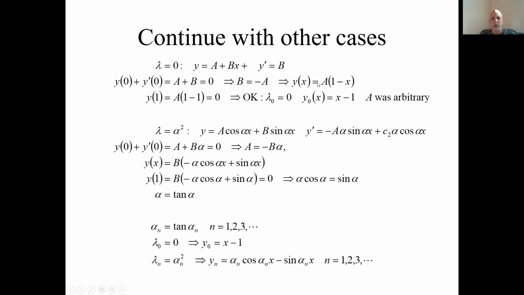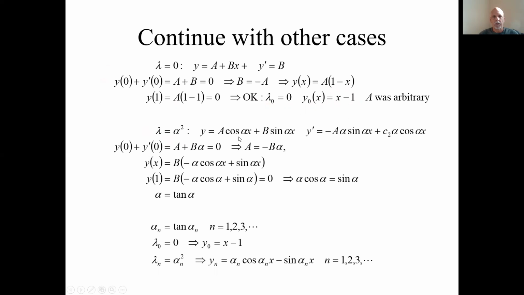So let's look at this solution at the second boundary condition where x equals 1. Well, there we get 0, no matter what. So a doesn't have to be 0. So a can be arbitrary. So we do not reject that case. So we get an eigenvalue of 0 with this corresponding eigenfunction. This case, we do not reject this second case.